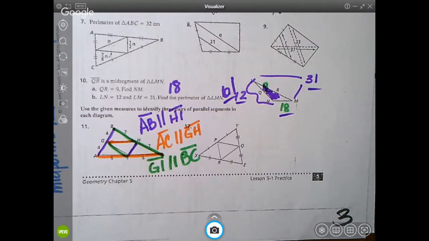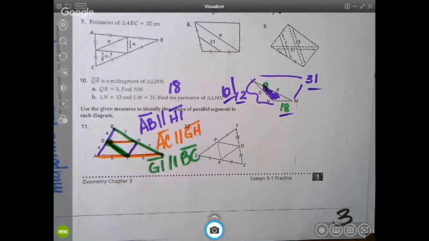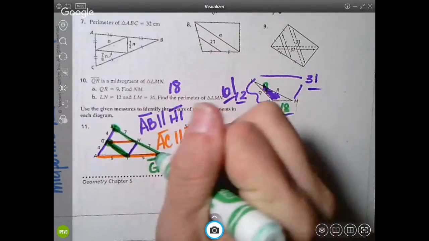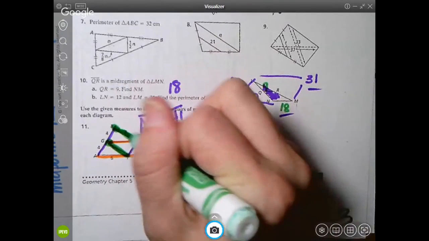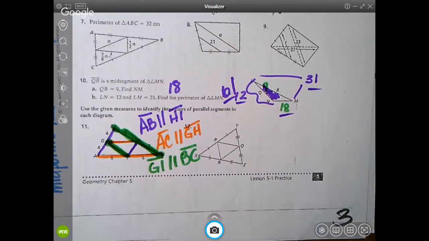But isn't G and B on the same line? But it's not. Here is the GI. This is GI. And then this is BC. So technically they're on the same purple line, but we're not talking about the purple line. Now we're talking about the green line. Good question.